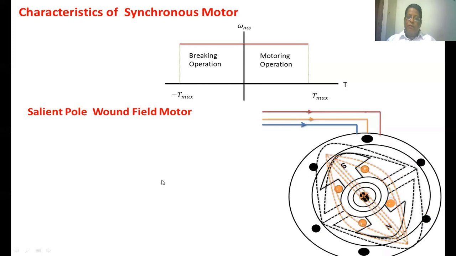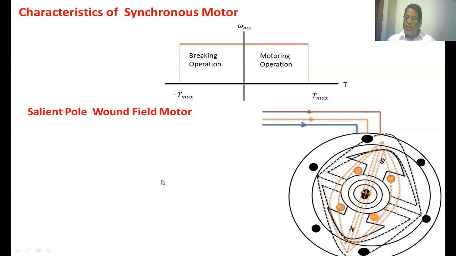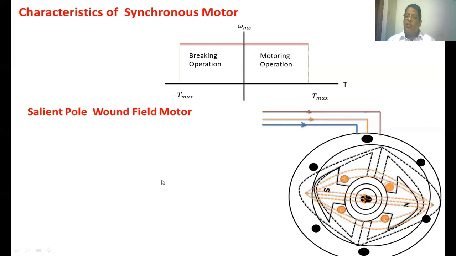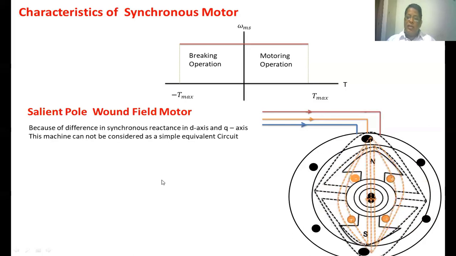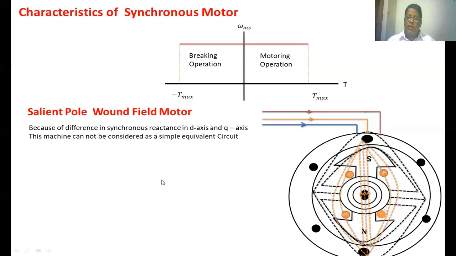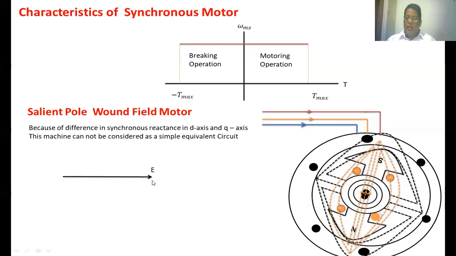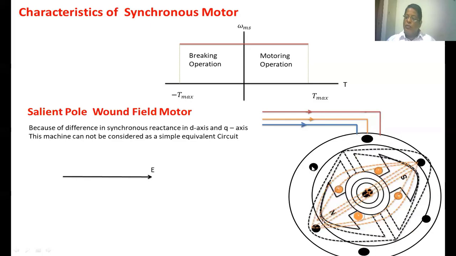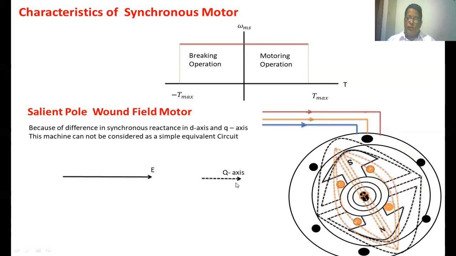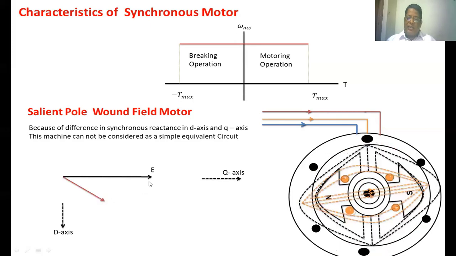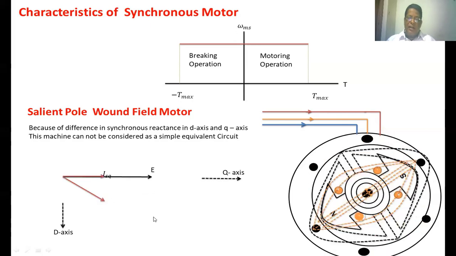In case of a salient pole wound field winding motor, we cannot take the synchronous reactance of the stator winding as a constant. So this machine is analyzed by taking two axes. One is the D axis, another one is the Q axis. This is the phasor of E, nothing but the voltage induced in the stator winding due to the air gap flux. This is the Q axis. The perpendicular to the Q axis is the D axis. The current lags E by some angle, that is psi.